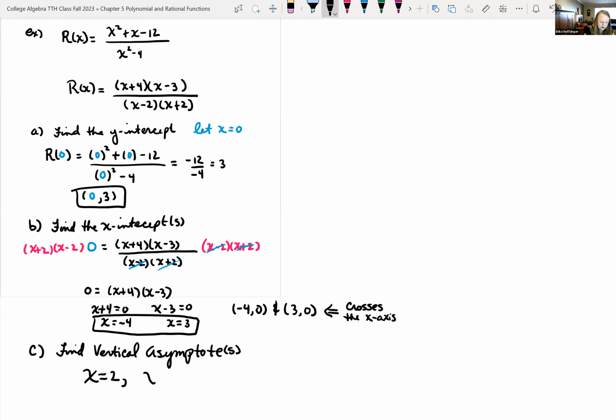And we have a vertical asymptote when x plus 2 is equal to 0, which is when x is -2. So we have two vertical asymptotes. Let's look at whether there is a horizontal asymptote or an oblique asymptote.